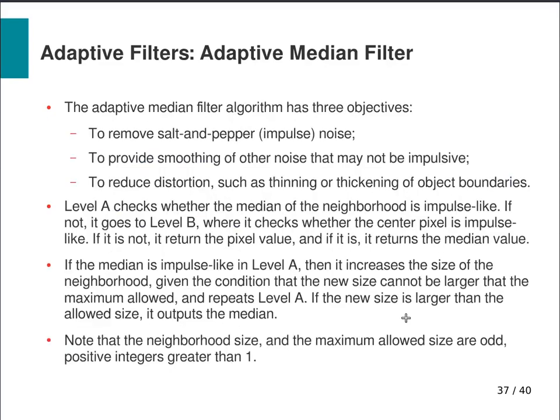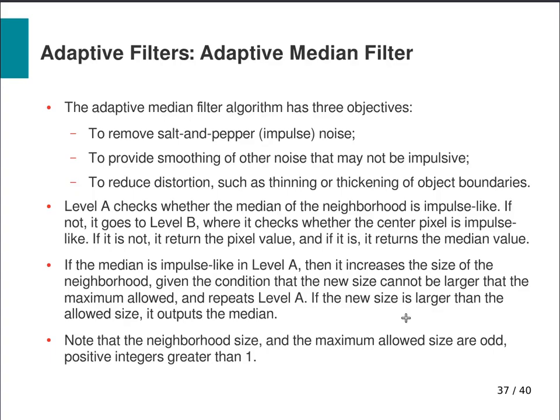So the adaptive median filter algorithm has three objectives. One is to remove salt and pepper or impulse noise. Two is to provide a smoothing of other noise that may not be impulsive. And three, to reduce distortion such as thinning or thickening of object boundaries.